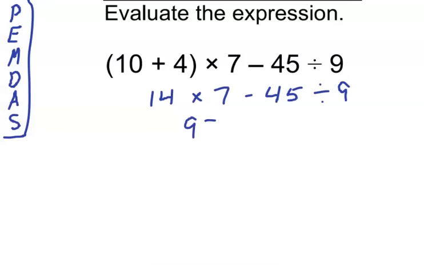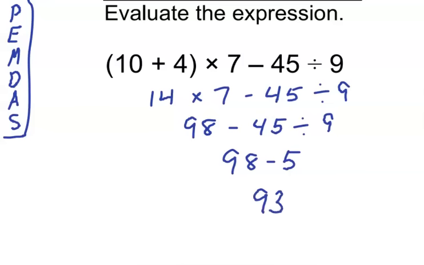So we have 98 minus 45 divided by 9. All right, so we're left with subtraction and division. So what are we going to have to do? First is the division. So we have 45 divided by 9, and that, of course, is 5. So we have 98 minus 5. So then if we take 98 and we subtract 5, we end up with 93. There we go. We have evaluated the expression.